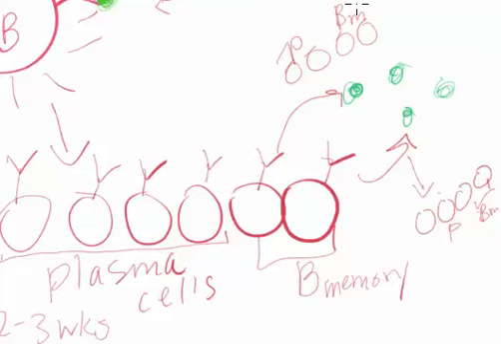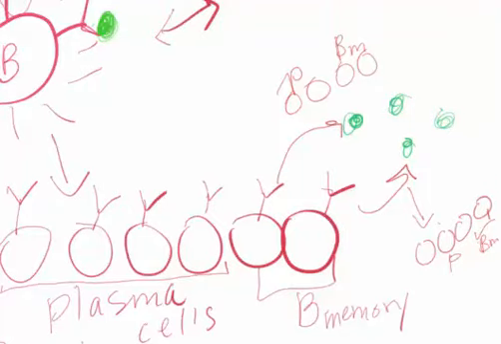And with each exposure, you make more memory, and so the speed with which you respond is faster, and the amount of antibodies you produce is more with each exposure, up to a point. But these memory cells last with us for decades. So you have created this little army where every time you see it, your body responds bigger and faster. Hopefully that helps clarify the activation of the naive B cell.